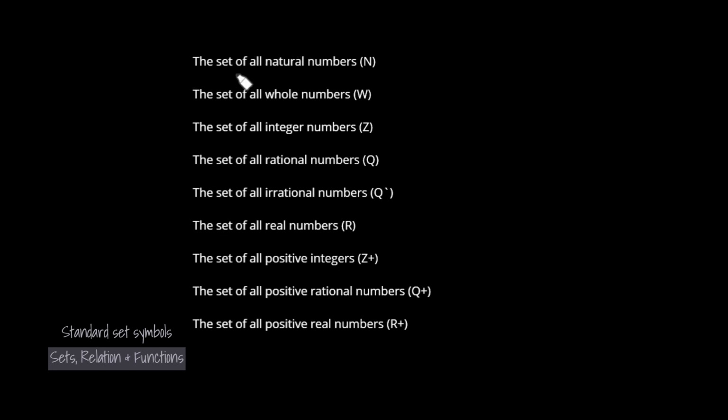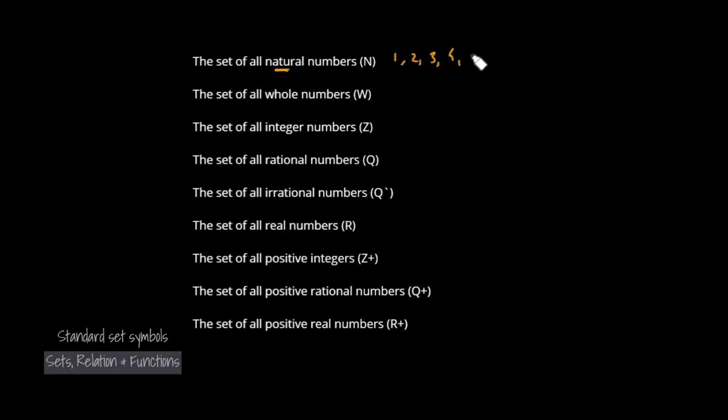suppose the set of the natural numbers. We know that the natural numbers start from 1, 2, 3, 4, 5, 6, 7, and so on. To represent this collection, which is a set, we use the symbol capital N. Then the whole numbers start from 0, 1, 2, 3, 4, 5, and so on. The difference between the natural numbers and whole numbers is that 0 is extra in the whole numbers.